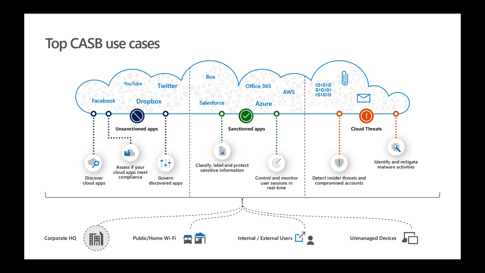I think you all know this, but at this point, users can access these applications from just about anywhere. It could be corporate, it could be public Wi-Fi, it could be internal or external users, it could be managed or unmanaged devices, among a myriad of other conditions. And all of these conditions kind of point to the fact that the threat landscape is complex. You can have various threats at various times in various applications, so you need to be able to deal with them appropriately.